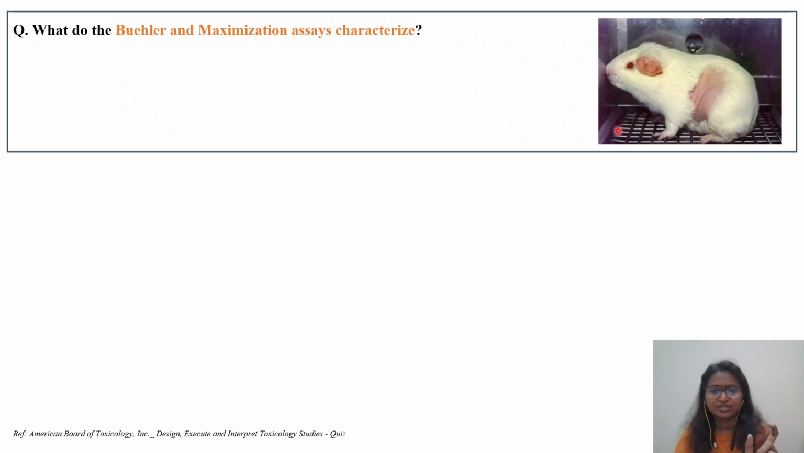In case of allergen, skin sensitization or hypersensitivity reactions, there are some specific assays, like the GPMT assay and the LLNA assay. We should be able to know the principle of each assay and what kind of inference it indicates. So in this particular video, we'll discuss the Buehler and maximization assay. Let's see what options we have.